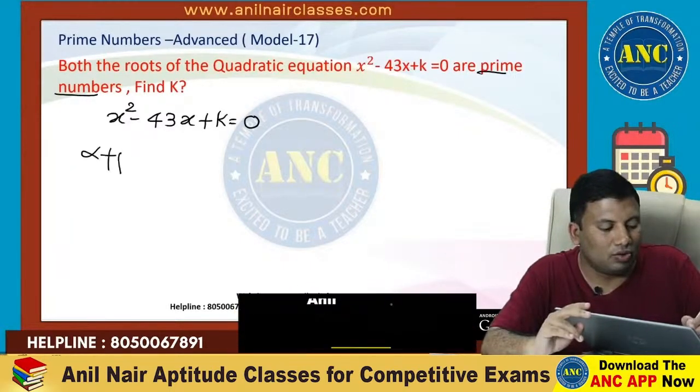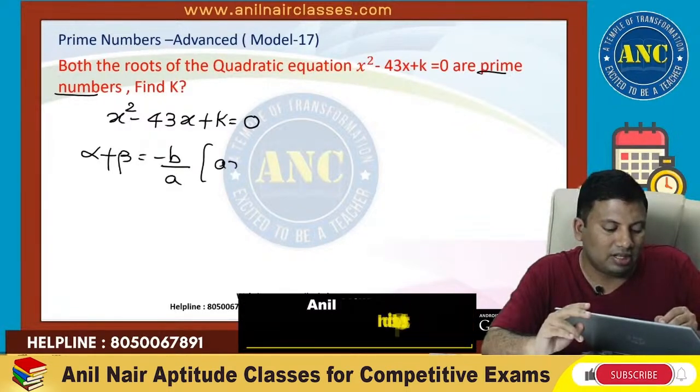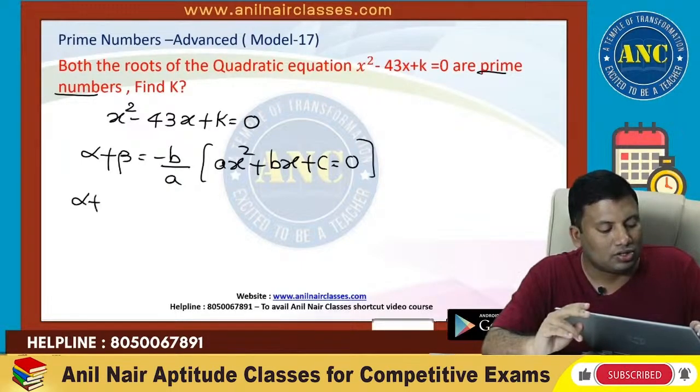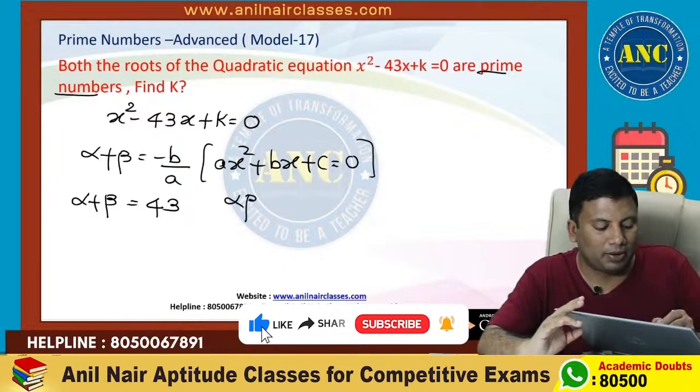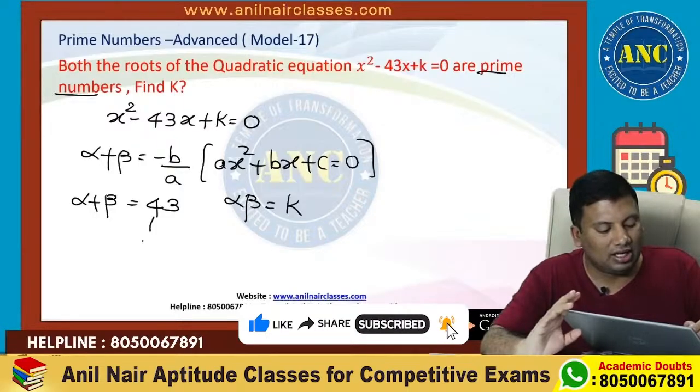Sum of the roots is given by minus b by a, for the quadratic expression ax square plus bx plus c equal to 0. So alpha plus beta is minus of minus 43, and the product of the roots is c by a. It is k. 43 is an odd number.